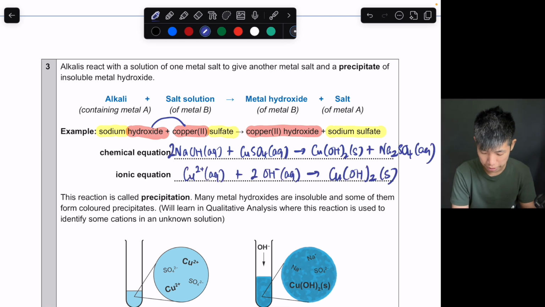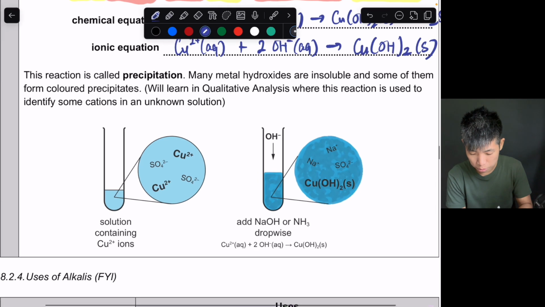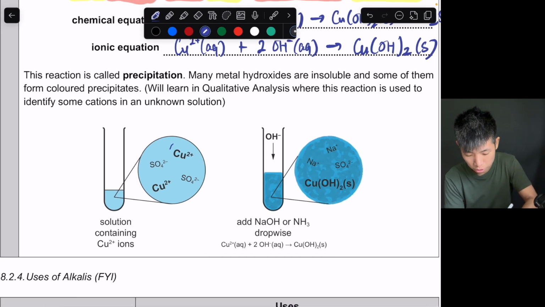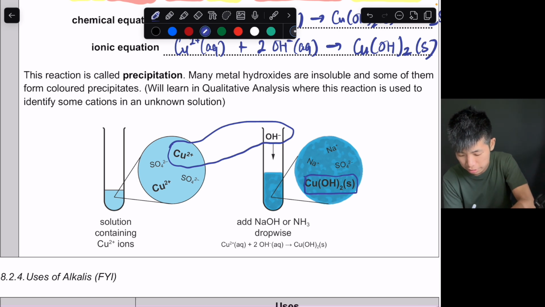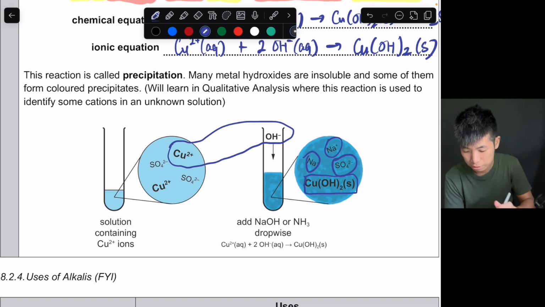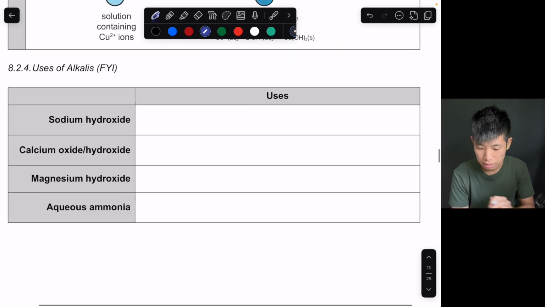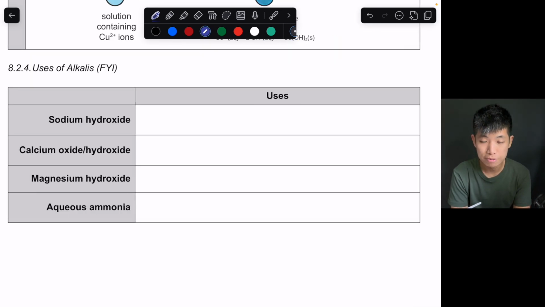Okay, this is what you should get. If you were to zoom into what is happening, your copper 2 ions are reacting with the hydroxide ions to form a precipitate of copper 2 hydroxide, leaving behind the sodium ions and the sulfate ions. Alright, this part of the notes is optional. You can go and find out what are some of the uses of alkalis in your everyday life.